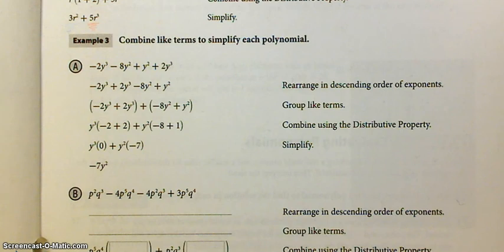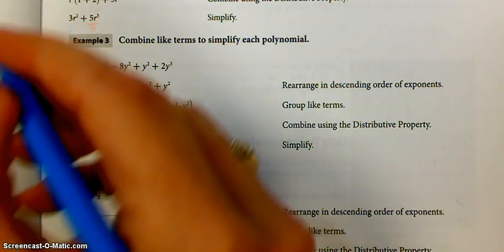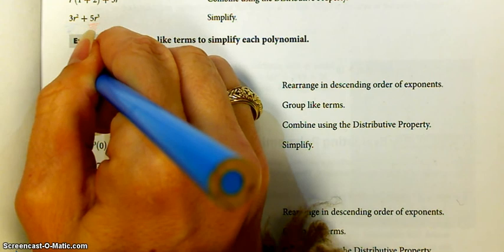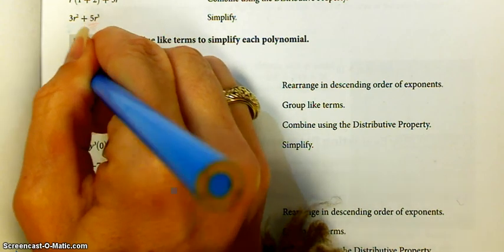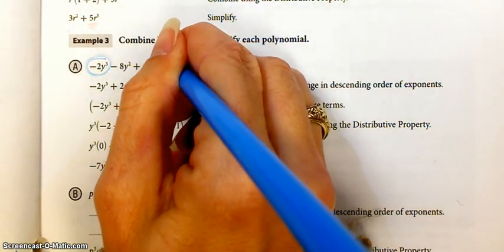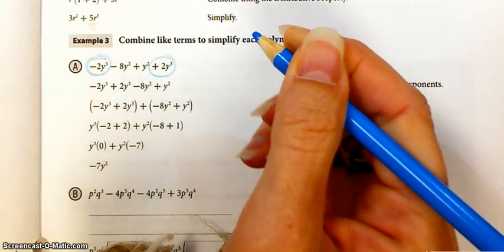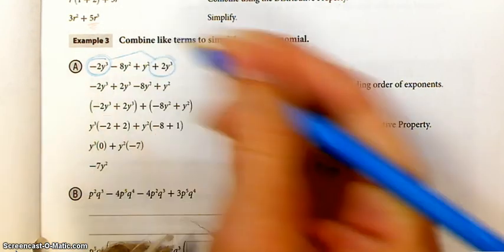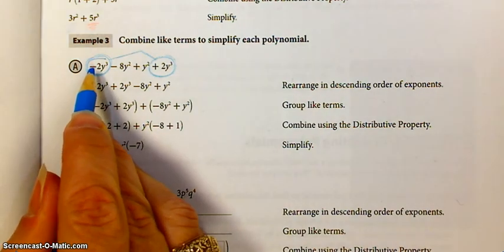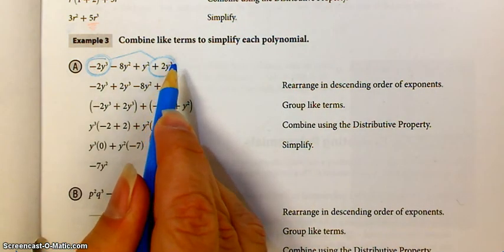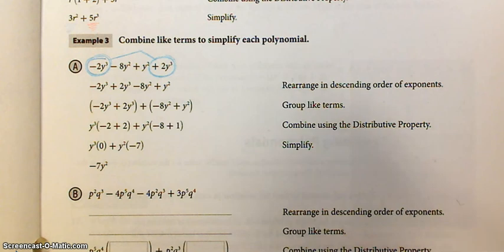All right, let's give it a shot down here. I have negative 2y to the third minus 8y to the second plus y to the second plus 2y to the third. All right, I have negative 2y to the third, and I have another term over here that's got the same variables raised to the same power. So I can combine those. Negative 2y to the third plus 2y to the third actually cancels out, and you're going to have 0y to the third. And then let's look at the other ones.